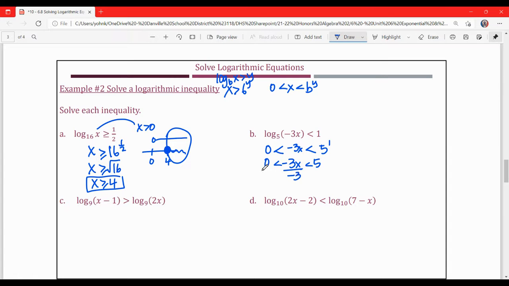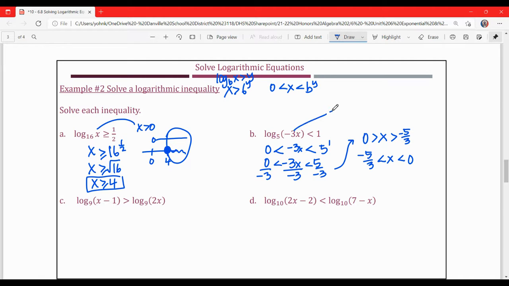I've got to divide everything by negative 3. When I do that, my inequality is going to reverse because I'm dividing by a negative number. So this gives me 0 is greater than x is greater than negative 5/3. And that looks kind of weird, 1, because the inequalities are pointing the wrong way, and 2, the smaller number should always be on the left. So if I flip it, I need to reverse the inequalities. Negative 5/3 is less than x is less than 0.